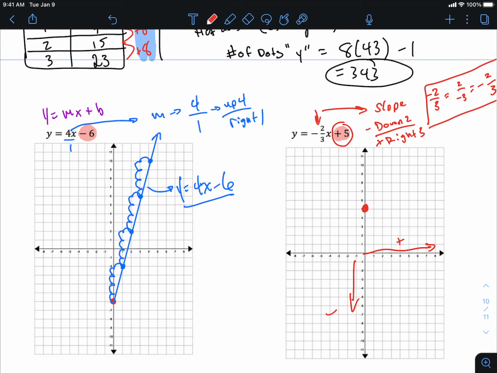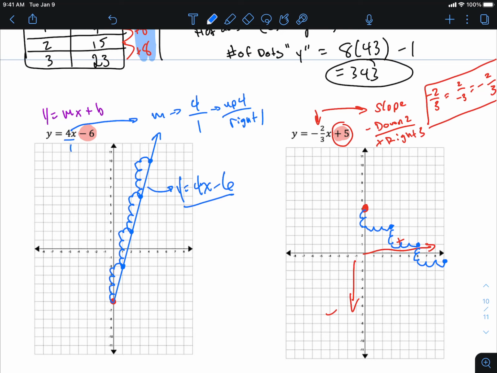Okay, so you're just going to start there. You're going to say, there's my starting value, and I'm going to count down 1, 2, and then right 3: 1, 2, 3. And then you do it again: down 1, 2, right 1, 2, 3. And again: down 1, 2, right 1, 2, 3.